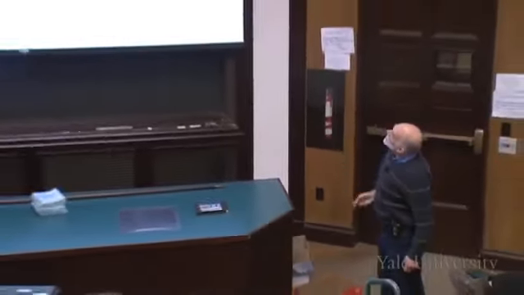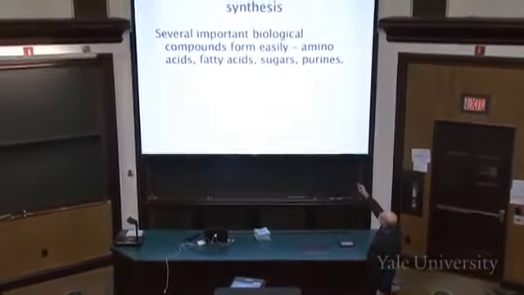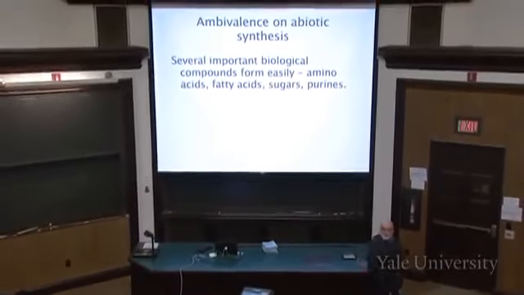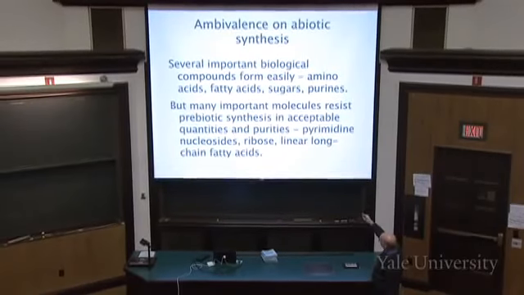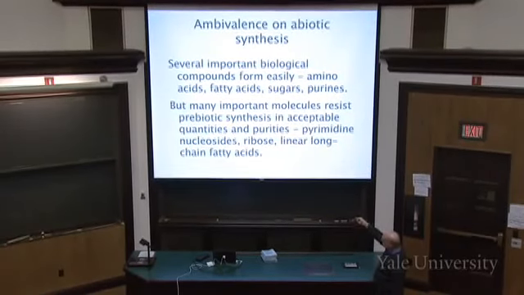Okay, so we have a bit of ambivalence on this issue of abiotic synthesis. Some things we get real easy, okay? We get amino acids, fatty acids, sugars, and purines pretty easily. Some things are hard. So pyrimidine nucleosides, ribose is not so easy. A linear long-chain fatty acid that you might find really useful for making a membrane, that's not so easy. And it's not easy to get these things all in the same synthetic environment. So you have to imagine that, well, perhaps we're getting different chemical reactions going on in different microenvironments, and they're mixing somehow.